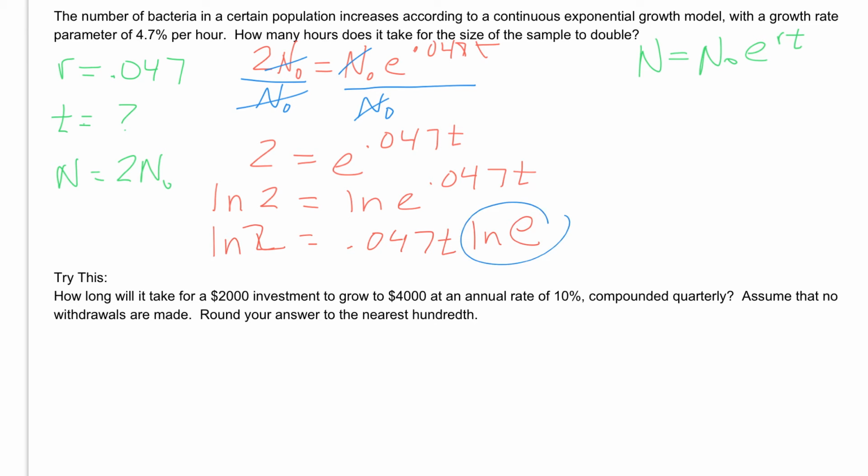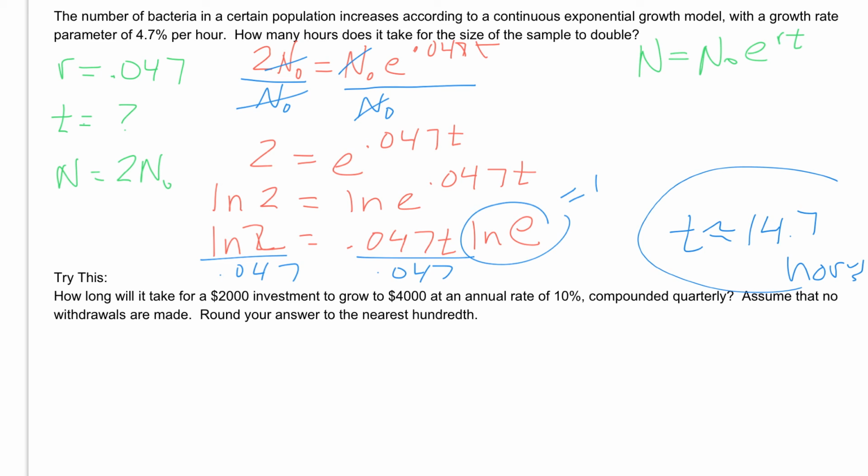Remember that this natural log of E is just equal to 1. So all I have to do to solve for T is divide both sides by 0.047. And if I take the natural log of 2 divided by 0.047, I will get T to be approximately 14.7 hours. If you have any questions, let me know. Otherwise, go to the try this and check it when you're done.